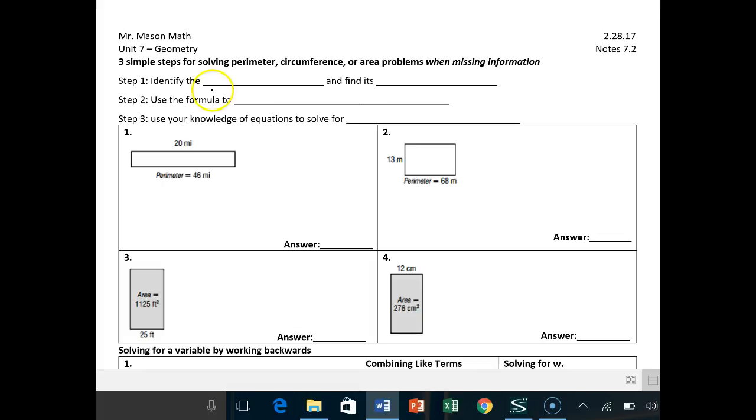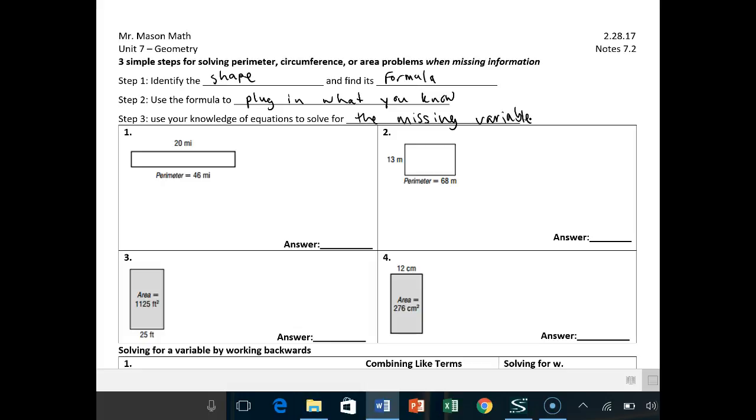So there are 3 steps. First, as always, identify the shape and find its formula. Use the formula to plug in what you know, and then finally use your knowledge of equations to solve for the missing variable. The key thing is to have your algebra toolbox and geometry toolbox right next to you, so you can write down the formula right away.